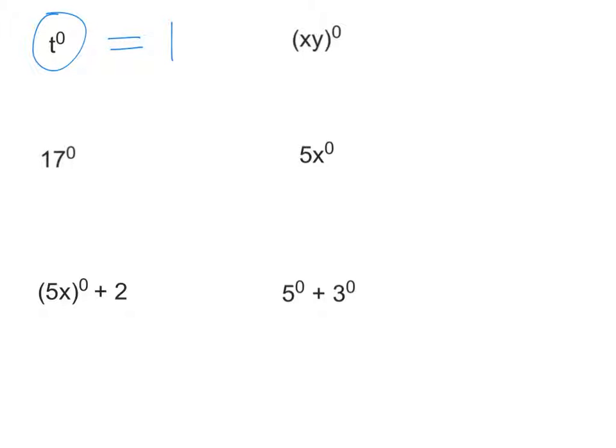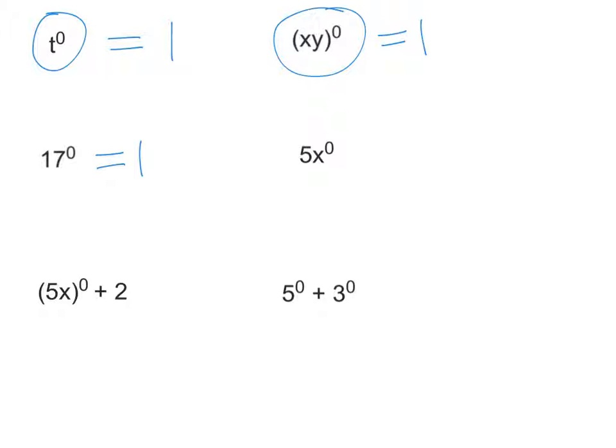The next one here, xy to the power 0, is interesting. The brackets mean that everything that's inside the bracket is the base. So the x and the y and all the brackets are really the base. So that whole base to the power 0, again, equals 1. In the next example, 17 to the power 0, again, 17, or anything to the power 0, providing it's not equal to 0 itself, which 17 obviously isn't, is equal to 1.